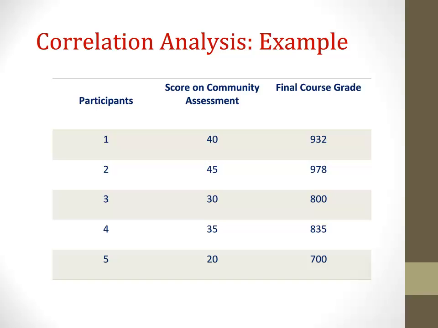First, each participant has a score on the sense of community assessment, and then the final course grade is listed. Again, because the researcher wants to look at the relationship between these two variables and both are measured on an interval or ratio level, a Pearson's R is the most appropriate analysis to conduct.